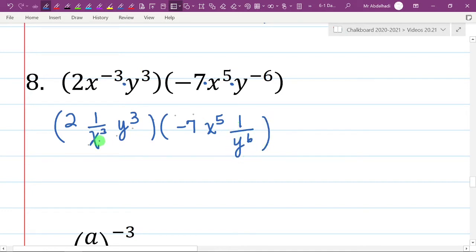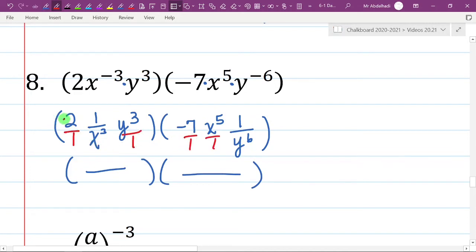That got flipped. And now when you simplify these, every one of these becomes a fraction. Remember, these are tops, and these are bottoms. The tops here are 2y to the third, and the bottom is x to the third. Here it's negative 7x to the fifth on top and y to the 6 on the bottom. And now you can multiply. How do you multiply two fractions? You just multiply the denominators and the numerators.